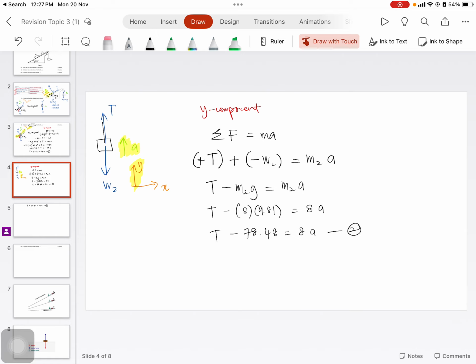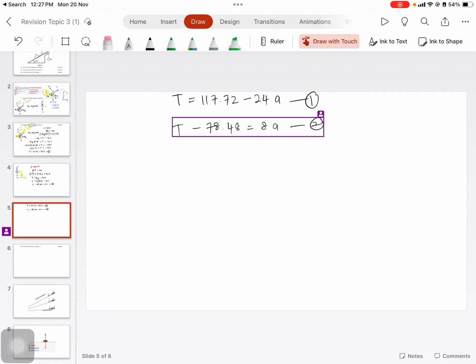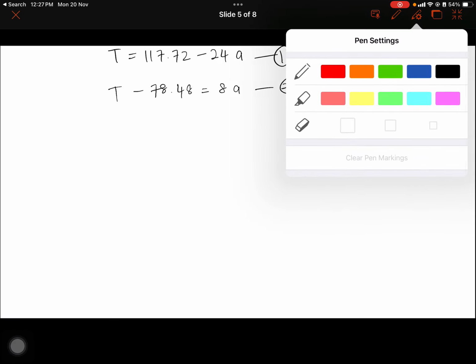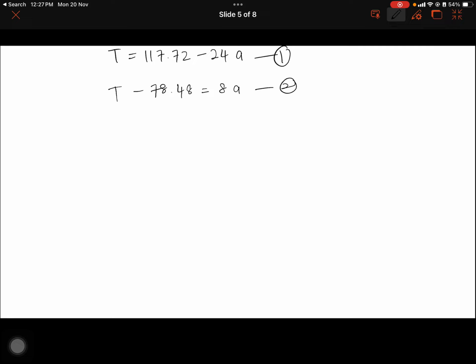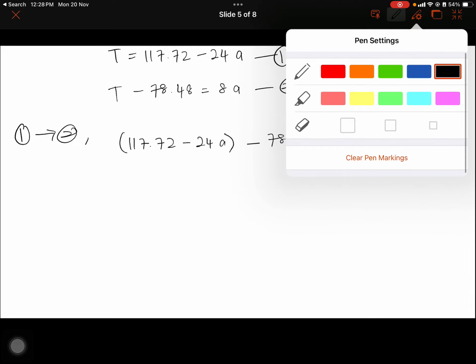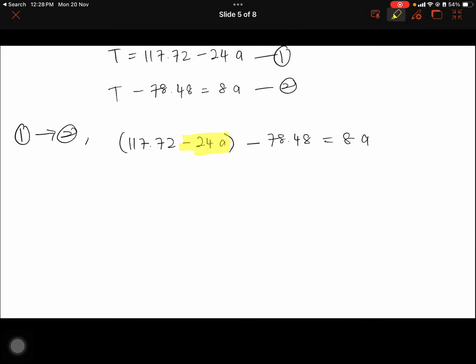Okay, so we're going to put it together on a slide here. What happened is you can use the first equation and then substitute it into the second equation. So it will be 117.72 minus 24A, and minus 78.48 equal to 8A. As you can see here, we need to combine or solve A with A.